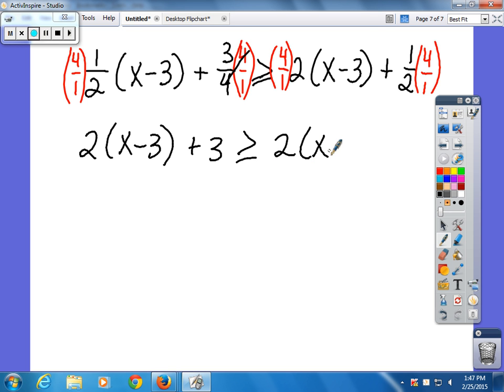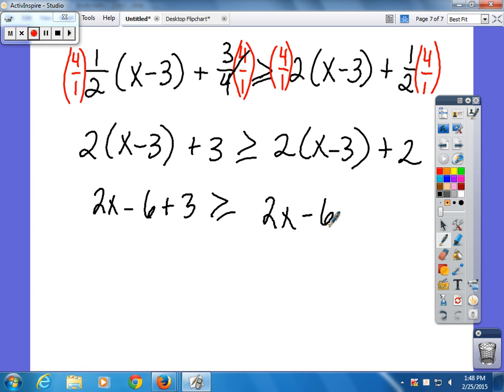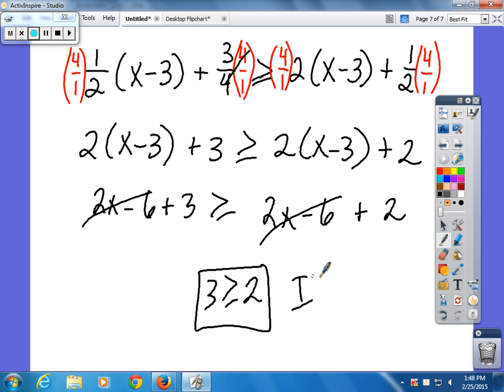2. 2. And I think that's a whole lot easier to work with than that. 2x minus what? 6 plus 3. 2x minus 6 plus 2. These go out. And that leaves 3 is greater than what? Is that true? This is an identity. So what's the answer? All real numbers.